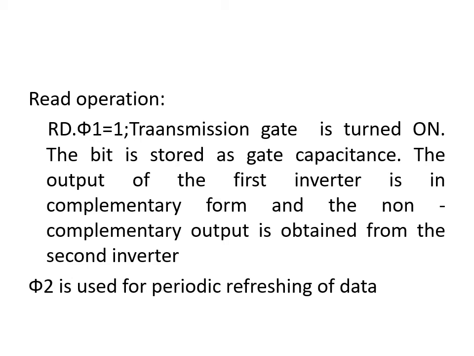And for read operation, read into phi 1 is equal to 1. That means read into phi 1 bar is equal to 0. So the transmission gate is turned on, and the bit is stored as gate capacitance. The output of the first inverter is in complementary form, and the non-complementary output is obtained from the second inverter, and phi 2 is used for periodic refreshing of data.